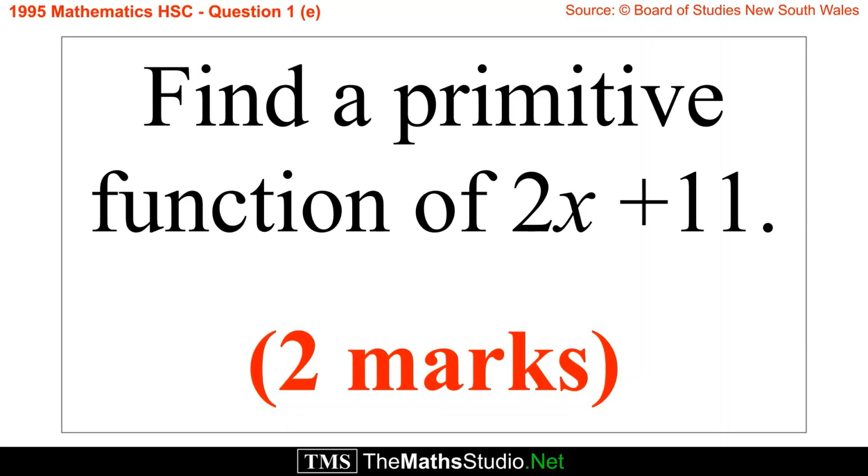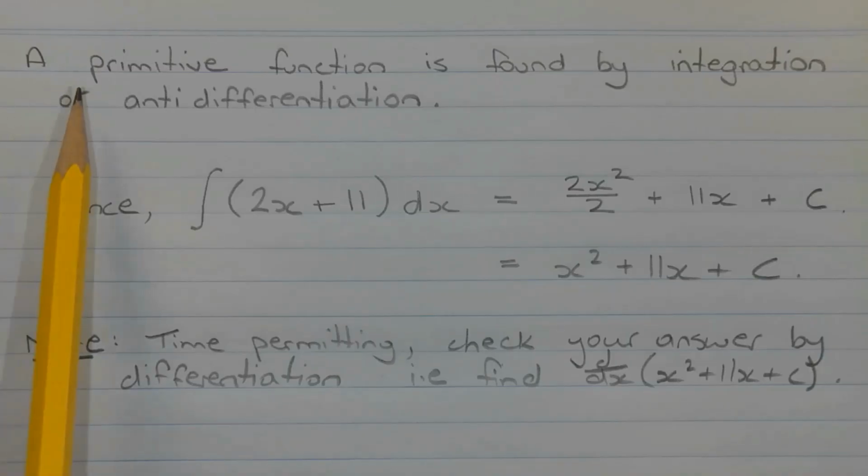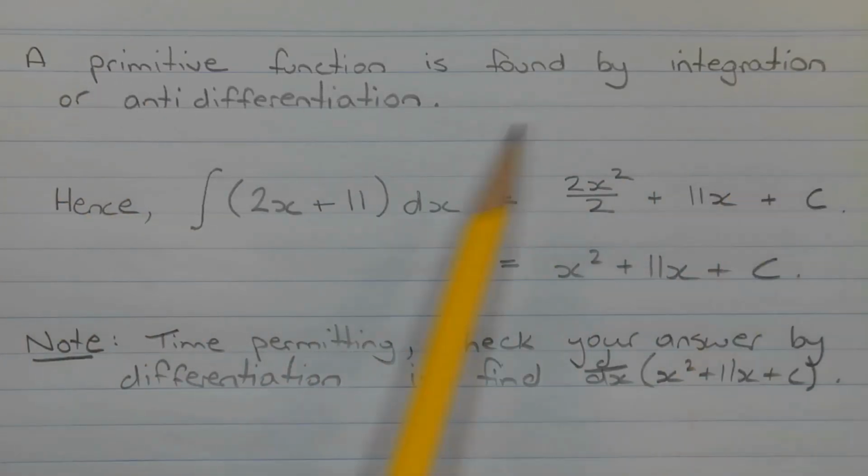Question 1, Part E. Find a primitive function of 2x plus 11. A primitive function is found by integration or anti-differentiation, and that's in contrast to finding a gradient function or a derivative, which we find by differentiation. So think of primitives and derivatives as opposites of each other.